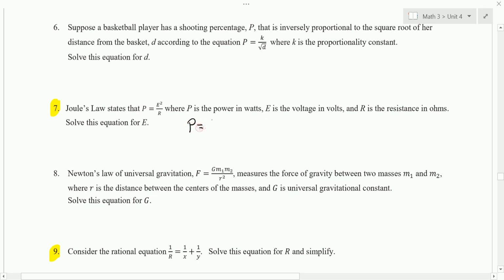So P equals E squared over R. Well, a couple ways to do this, but I'll keep it the same way I've been doing stuff in this unit. I'm going to get a common denominator. I'm going to multiply the left side by R over R, and so we have two fractions that are equal to each other, same denominator, so we can set the numerators equal to each other. So we get P times R is equal to E squared. Notice that R cannot equal 0.